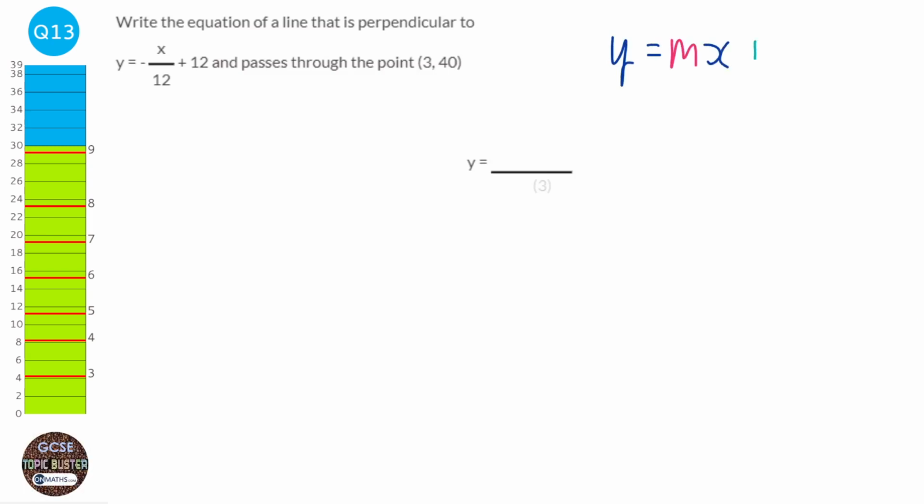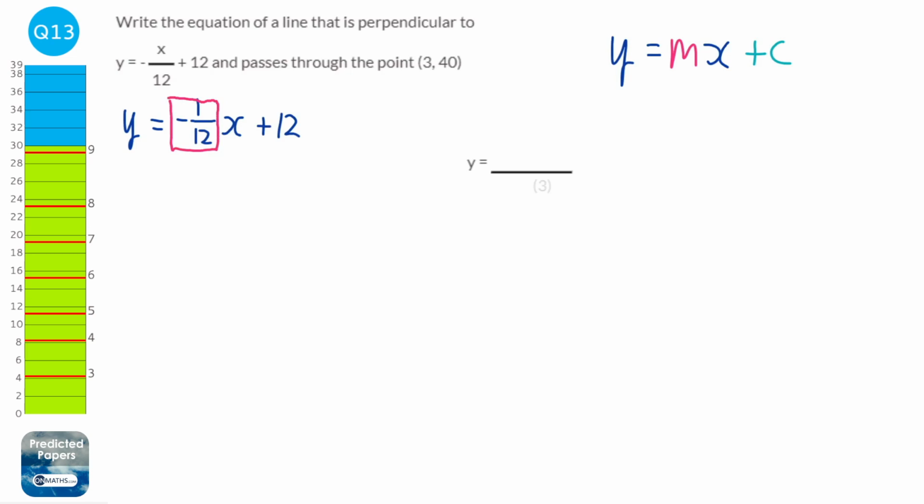We can write the equation of any linear graph as y equals mx plus c. So m is the gradient and c is the y-intercept. So we've got to find what the gradient and the y-intercept are. Well, I'm going to first of all try and figure out what the gradient is, because we're actually given some clues here. We're told that the line is perpendicular to the equation given. Now I'm going to rewrite this a little bit just to make it clearer what the gradient of this is. So I'm going to write this as minus 1 over 12 x plus 12. And you can see that the coefficient of the x is minus 1 over 12.